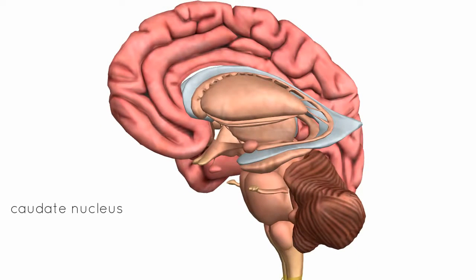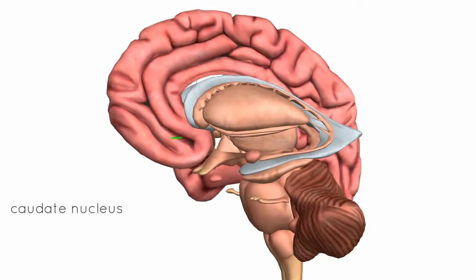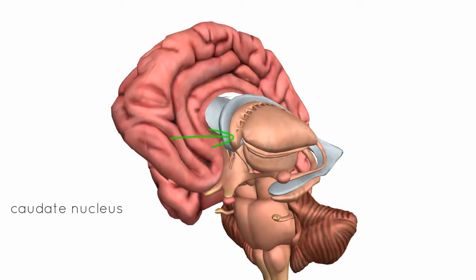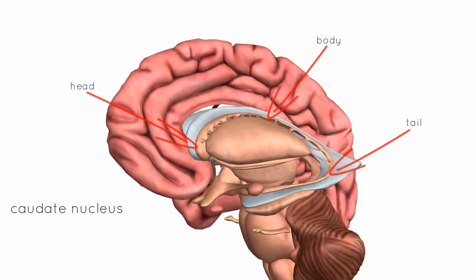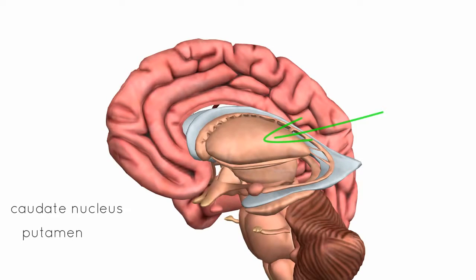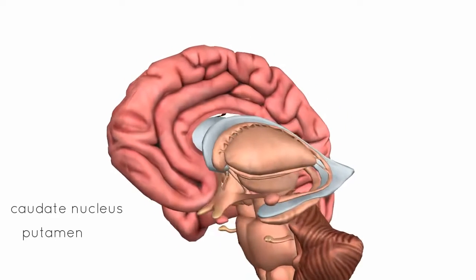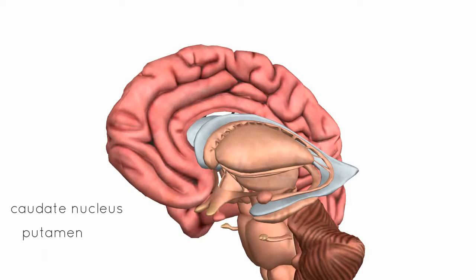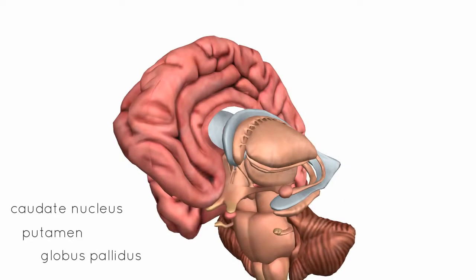You've got the caudate nucleus, which is this structure here. You can see it's got three parts: a head, a body, and a tail which winds around like this. So that's the caudate nucleus. Then outside the caudate nucleus you've got the putamen, this round curved structure. And just sitting medially to the putamen you've got the globus pallidus.